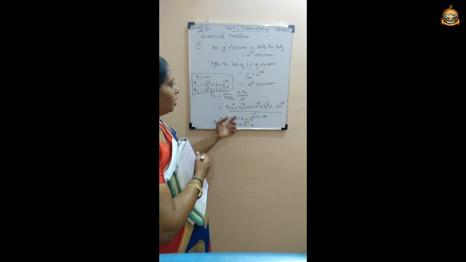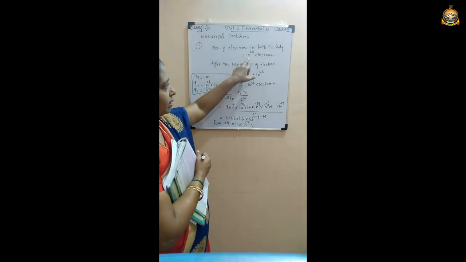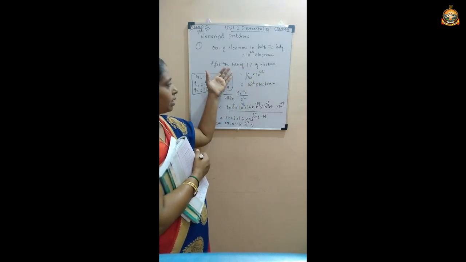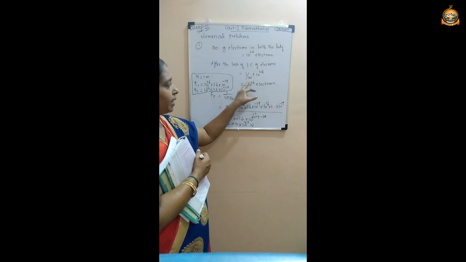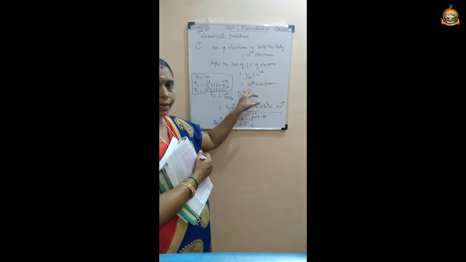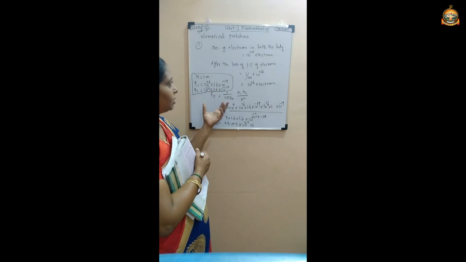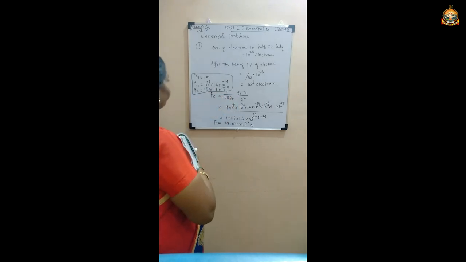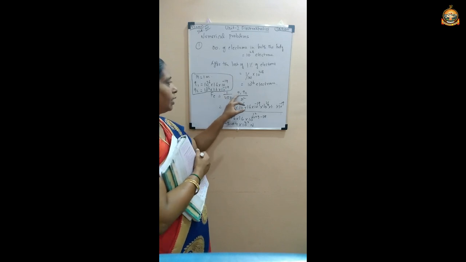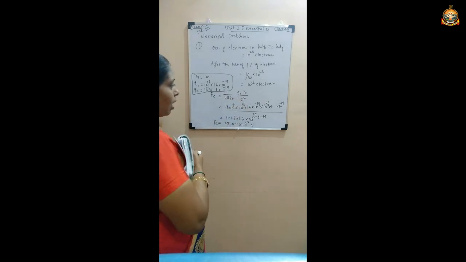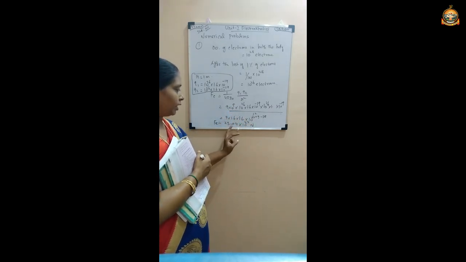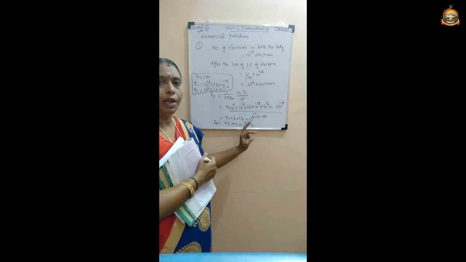How it comes: this is the number of electrons already present. After 1% of the electrons are lost, how many electrons is that? 1/100 into 10^28, we get 10^26 electrons. But what is the electrostatic force between the two bodies? F is equal to 1/(4πε₀) Q1 Q2 divided by R square. 9 × 10^9, you substitute these values and multiply, and you will finally get 23.04 × 10^23 newtons.